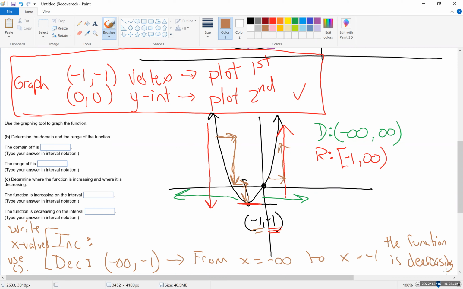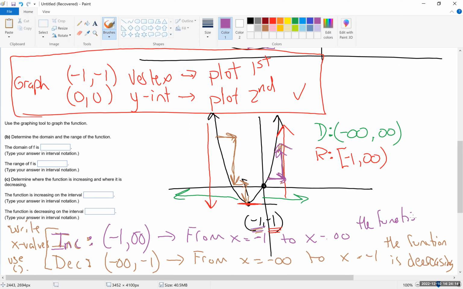Okay, for increasing, let's choose purple for increasing. As we go to the right, we're going up. Where does that start? That starts at x equals -1, and then it keeps happening. It increases always after that. And what that means is from x equals -1 to x equals infinity, the function is increasing.